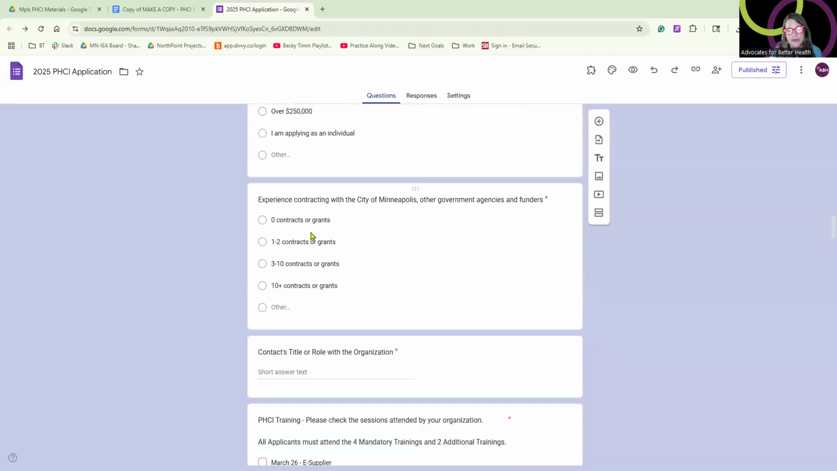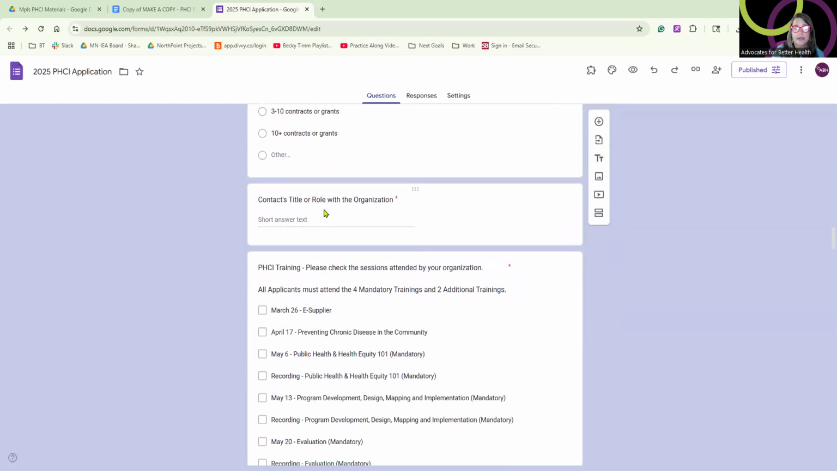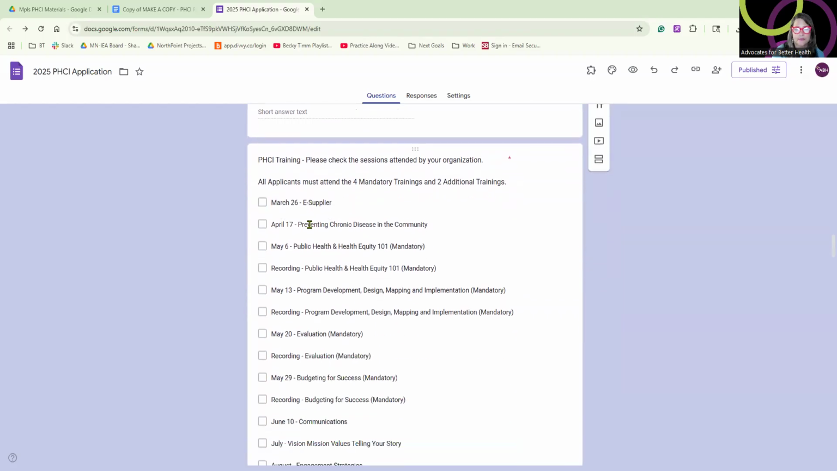Same thing for this one. There's going to be more weight for organizations who have never or have very limited experience in working with the City of Minneapolis, other government agencies, and funders. The less experience will get you a higher score. Again, doesn't mean that you shouldn't apply. It's just we want to be transparent in our scoring rubric. Then your name or title with the organization.